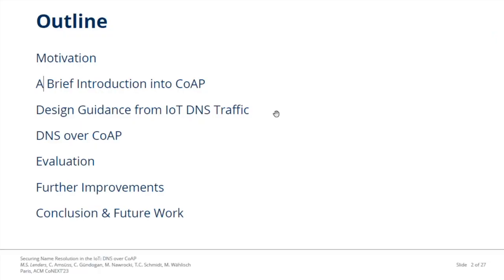First, I will give our motivation, why we want to do DNS over CoAP, then give a brief introduction into the protocol CoAP itself, then give some of the design guidances we use from IoT DNS traffic, like name length and record types, to design DNS over CoAP, which I then will be presenting. Then I'll give you our evaluation of DNS over CoAP and some further improvements that we did to DNS over CoAP itself later on. And then conclude my talk and give some future work that we will do.